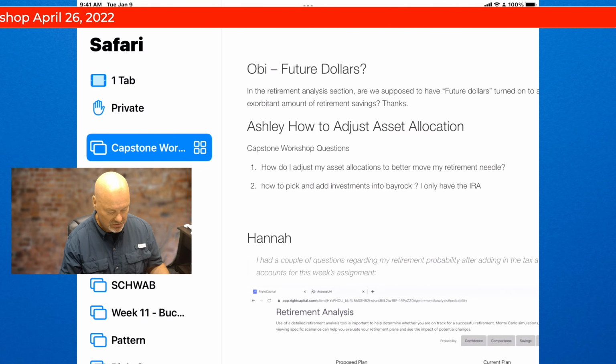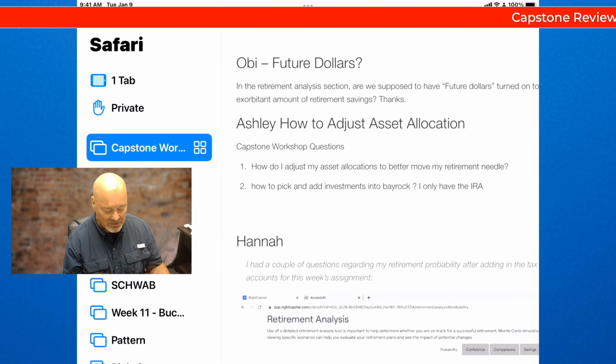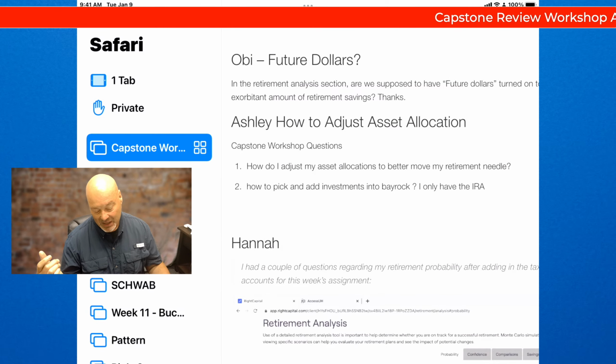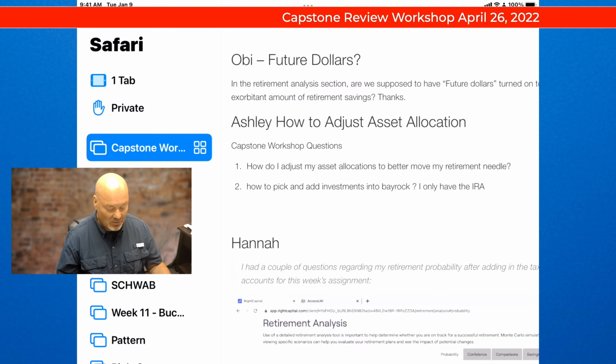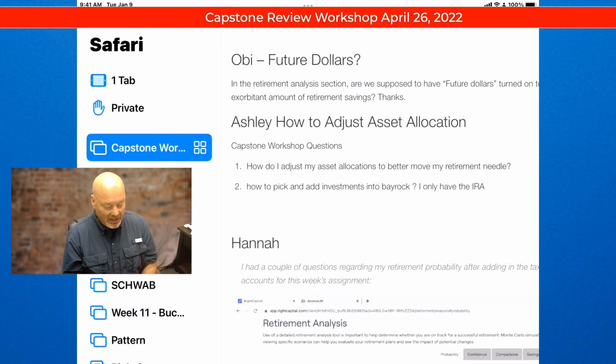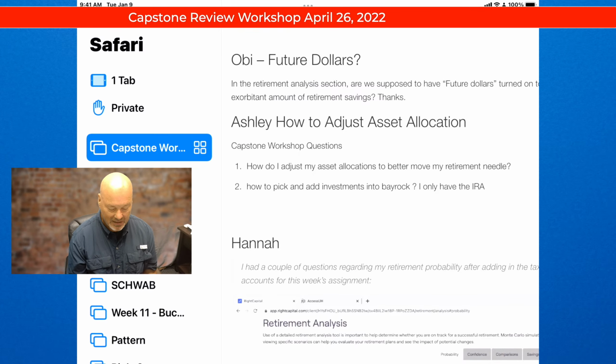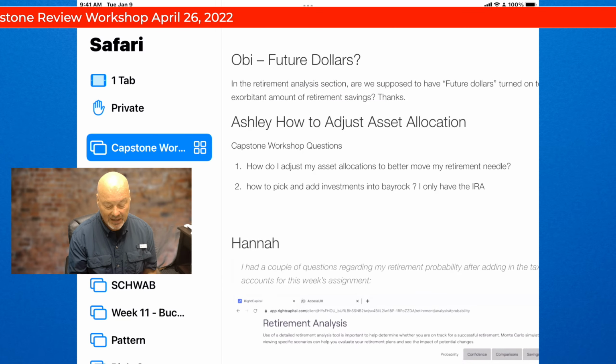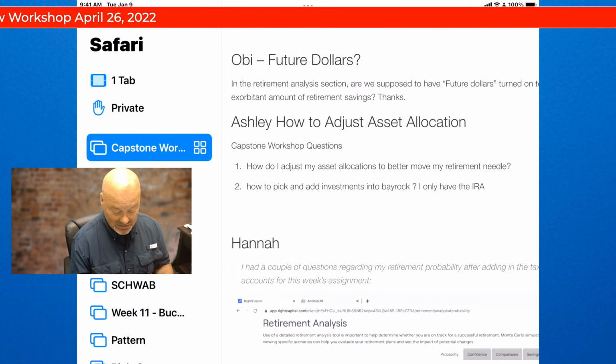what I'm going to do now is go into Ashley's plan. And her question is, how do I adjust my asset allocations to better move my retirement needle? So I want to answer that question. And how do I pick and add investments into Bayrock? I only have the IRA. So I'm assuming that Ashley's talking about, let's go look at Ashley's plan.